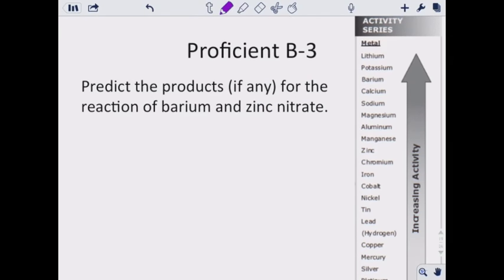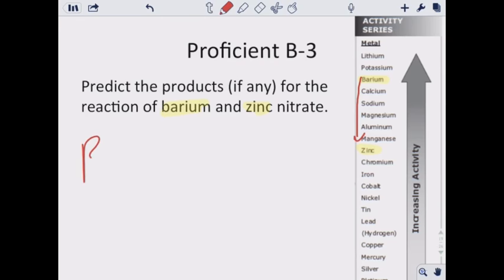Now, next one, it says predict the products, if any, for the reaction of barium and zinc nitrate. So we have barium, and it's going to try to replace that zinc. We find barium, barium's right here. We find zinc, zinc is right there. Is zinc below barium? Why, yes it is. So this reaction will take place.